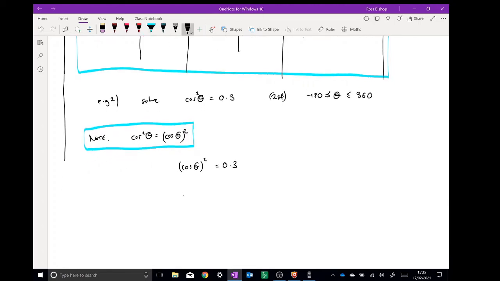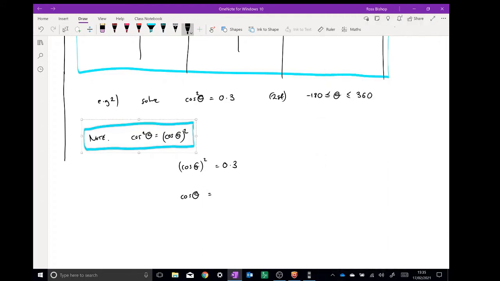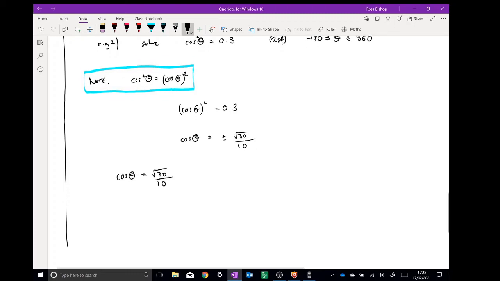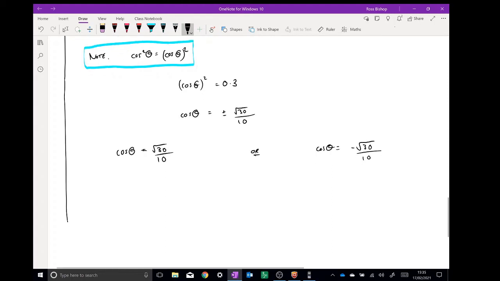So I square root both sides, so cos theta will equal, now remember it's plus or minus, it's really important here. So if I square root 0.3, I get, well, I'm going to leave it exact, root 30 over 10. So I get plus or minus root 30 over 10. So I've got 2 possible answers. So let's look at option 1, when it's positive, root 30 over 10, or cos theta equals negative root 30 over 10. And let's look at the left-hand side first.